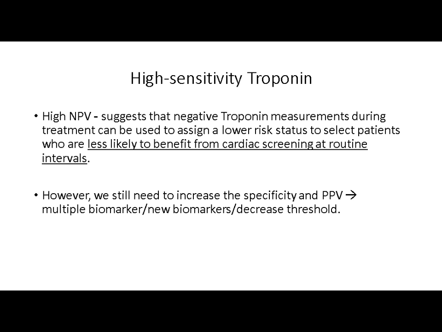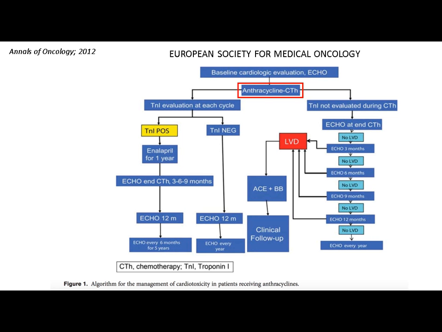High negative predictive value suggests that negative troponin measurements for our patients during treatment can be used to assign a lower risk status to select patients who are less likely to benefit from cardiac screening at routine intervals. However, we still need to increase the specificity as well as positive predictive value. We can do that by using a multi-biomarker approach. We can try to find new biomarkers or to decrease the threshold of the assays.